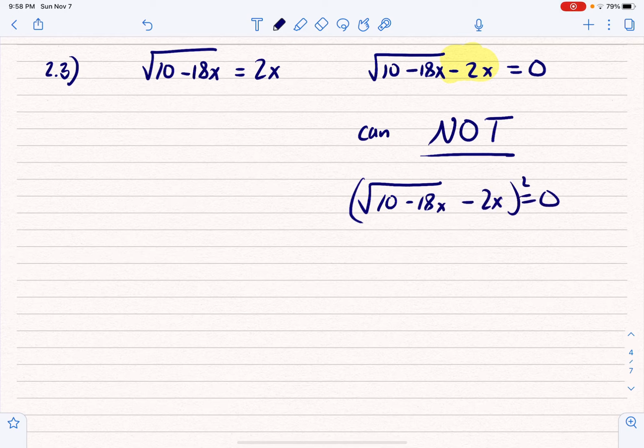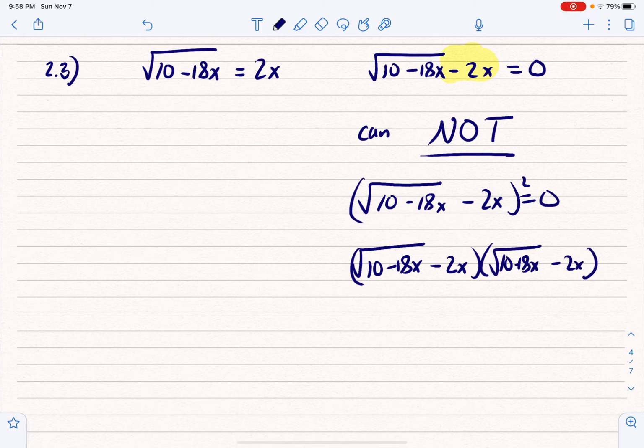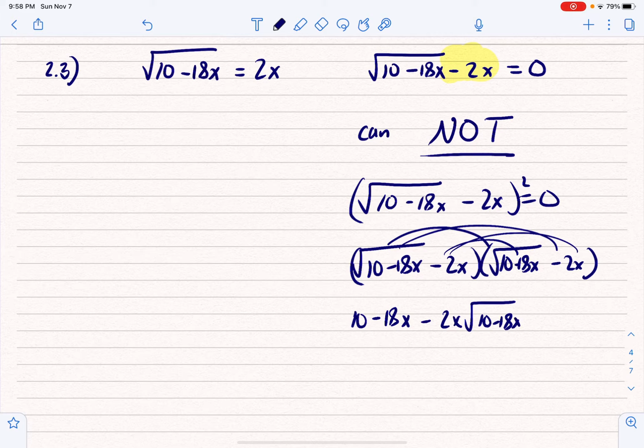If I square everything over here, I have to FOIL it, okay? Which means I get 10 minus 18x minus 2x times the square root of 10 minus 18x minus 2x, okay? And I have to go first times first, outer times outer, inner times inner, last times last. And so I'm actually going to end up with 3 terms. I'm going to end up with 10 minus 18x, and then because I've got to do this outer, I'm going to get minus 2x times the square root of 10 minus 18x. What a mess. And then another minus 2x times the square root of 10 minus 18x. And so I'm going to get these terms that still have radicals. So even though I squared both sides, the radicals didn't go away.